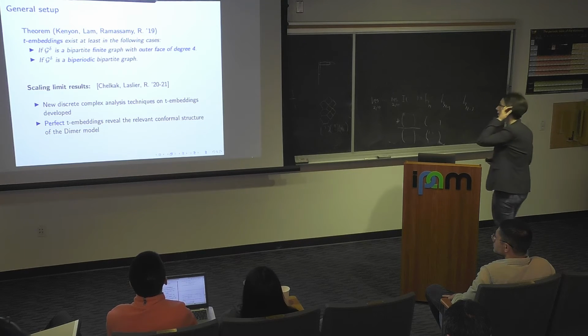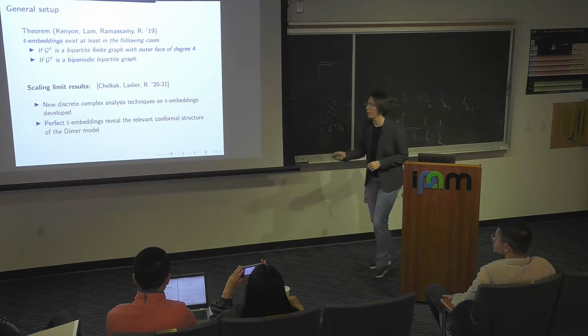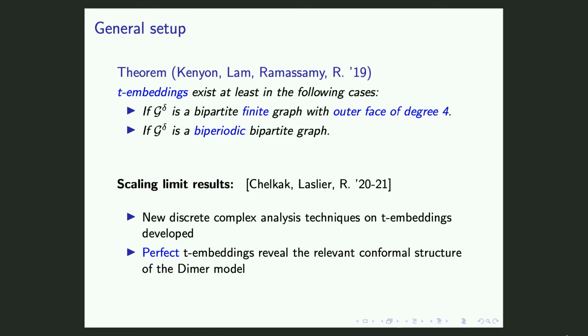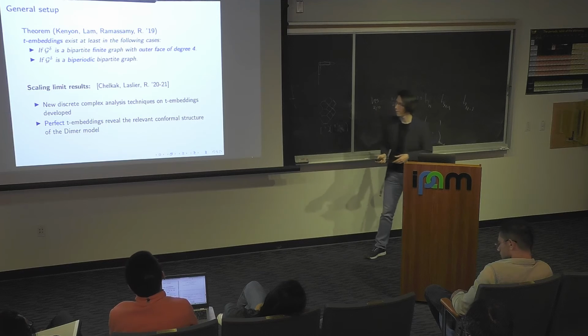So what is known in the general setup? First of all, with Rick, Wayne, and Sanjay, two of them are in the room, we can prove existence of those embeddings, at least in the two following cases. One of them is if the finite graph has the outer face of degree 4, then the t-embedding exists, which gives us the weights which are gauge equivalent to the initial ones. And for any biperiodic graph with biperiodic weights, we also know the existence of t-embeddings. I'm going to focus on the first part today, so we're not going to talk about periodic graphs.